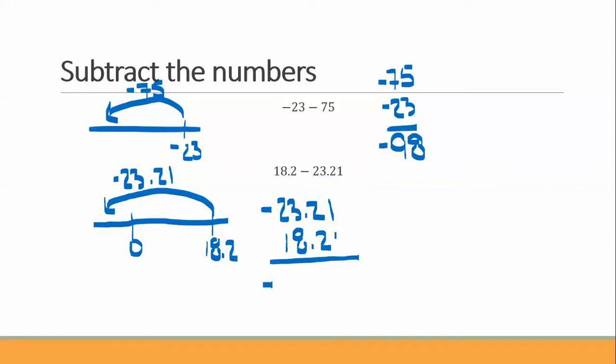So now we have 1. There's nothing here, so we can have 0. 1 minus 0 is 1. 2 minus 2 is 0. Now we have 3 minus 8. We cannot do 3 minus 8. 3 is less than 8, so we have to borrow. We're going to borrow from the 10 spot, make that a 1, and make the 3 a 13. Now we have 13 minus 8, which is 5. So our final answer for this is -5.01.